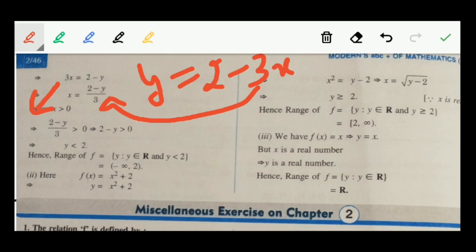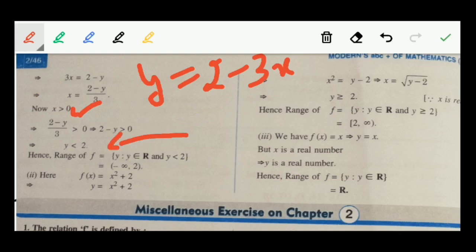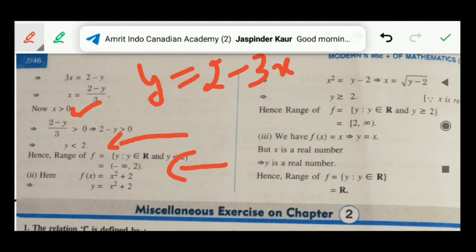From here you will put the value of x. So the value of x is (2 minus y) upon 3, which is greater than 0. From here you will get the value of y, which is less than 2, and this value of y, less than 2, is the range of this function. So what is the range? You can see the range is between minus infinity and 2.